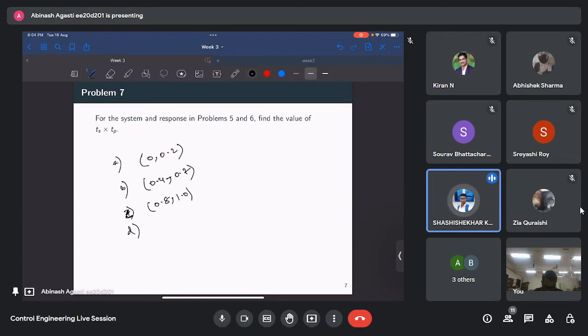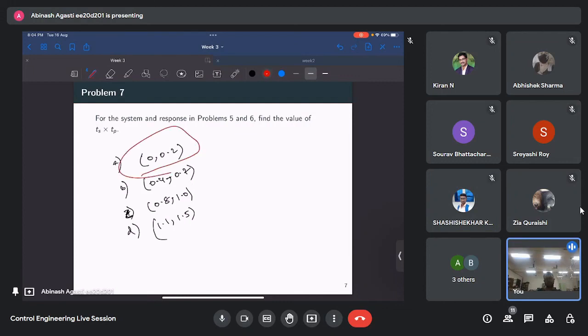And option D: 1.1 to 1.5. Okay, so I guess we can say that this can be the answer, right? Because if you have 0 to 0.2, first tell me whether the bracket is open or closed, like is 0 included in the interval or not included?